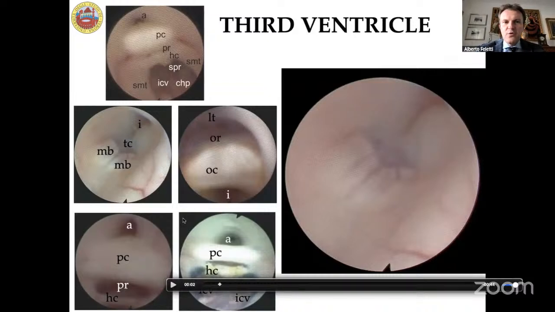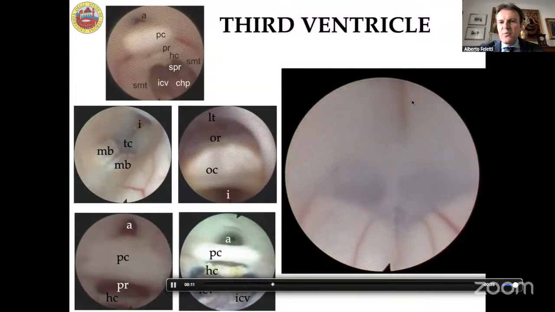So here you can see a video of the navigation of the third ventricle, where you can see immediately the two mammillary bodies and the tuber cinereum in front of the mammillary bodies, which is the location of the third ventriculostomy, of course. And in front of the tuber cinereum, we can see the infundibulum. And in front of the infundibulum, there is the optic chiasm, and this is the lamina terminalis. Between the optic chiasm and the lamina terminalis, we can see the optic recess.